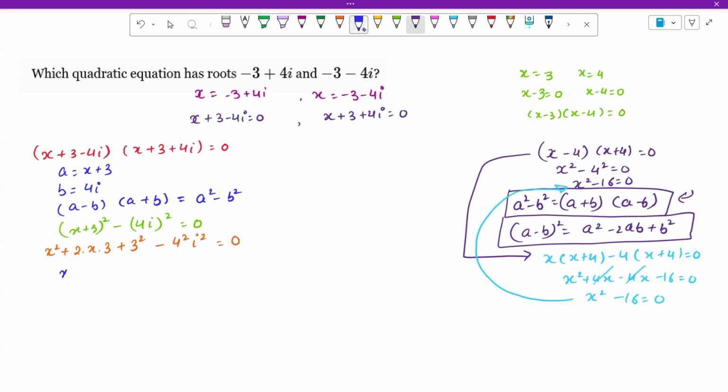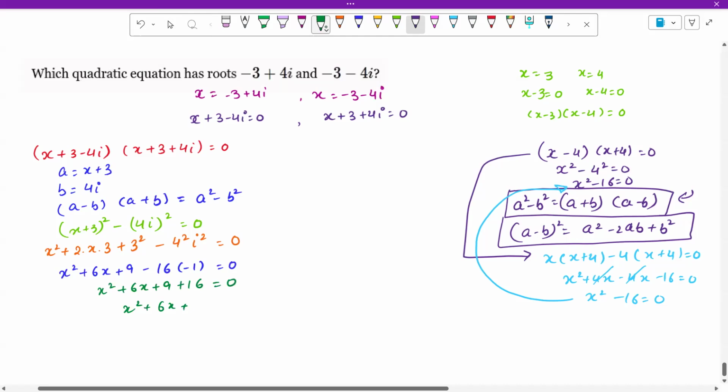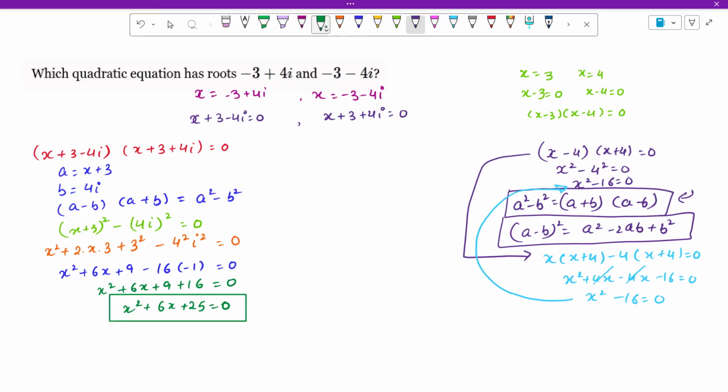And then x square plus 6x plus 9 minus 16. i square is minus 1, equivalent to 0. And x square plus 6x plus 9 minus 16 becomes plus 16, equivalent to 0. This is x square plus 6x plus 25 equal to 0. This is the quadratic equation they wanted us to find out.